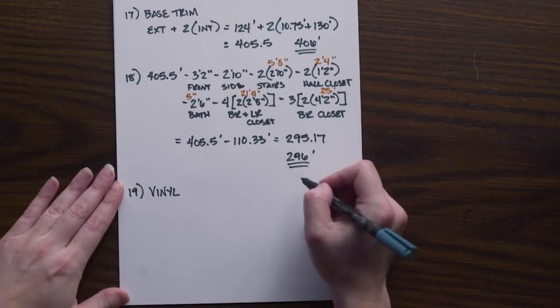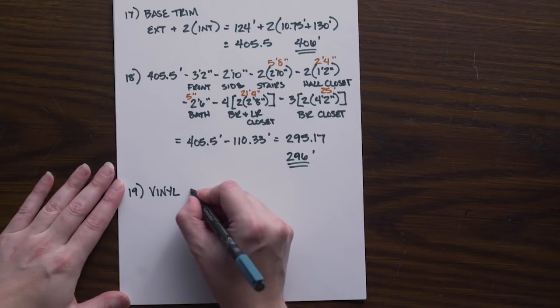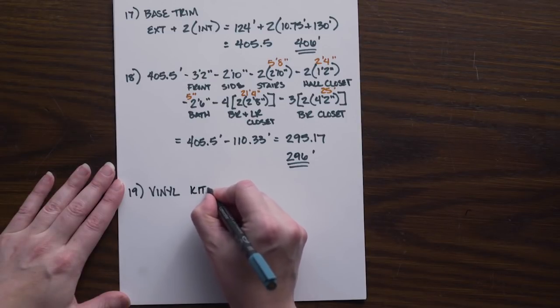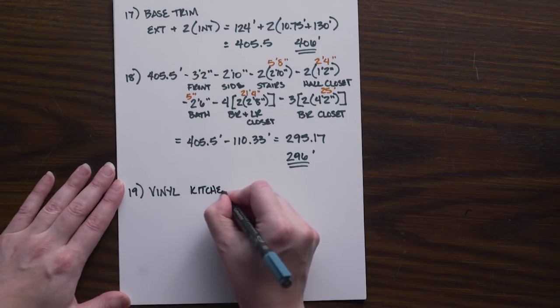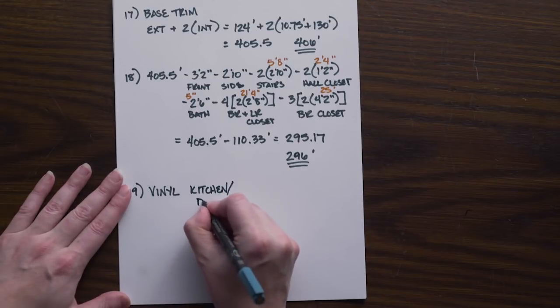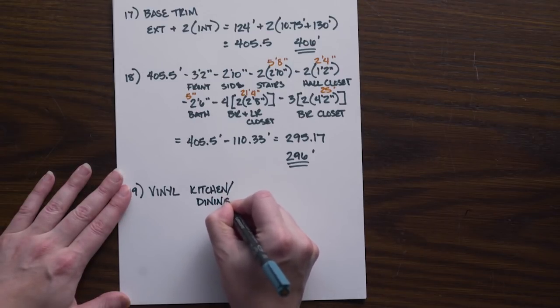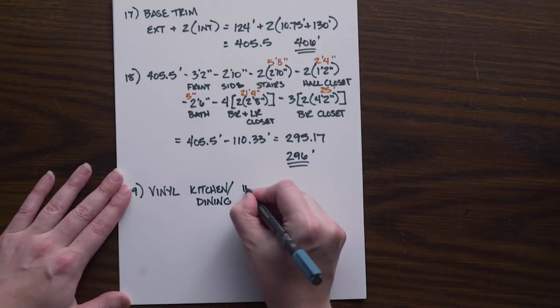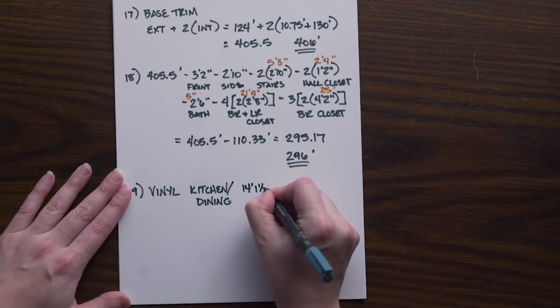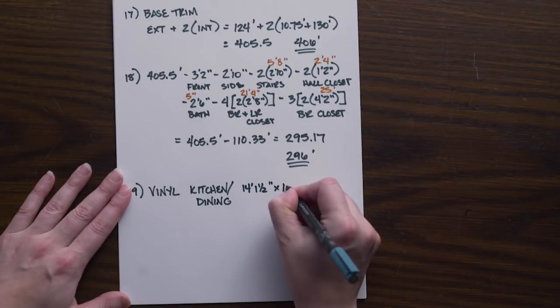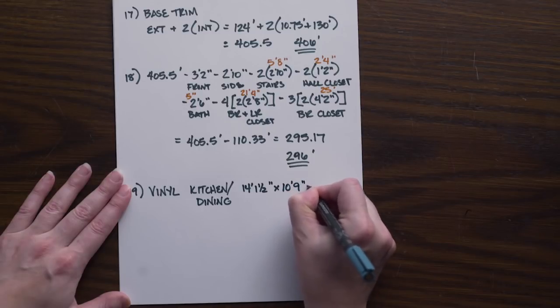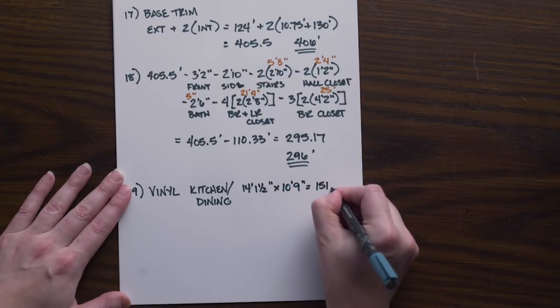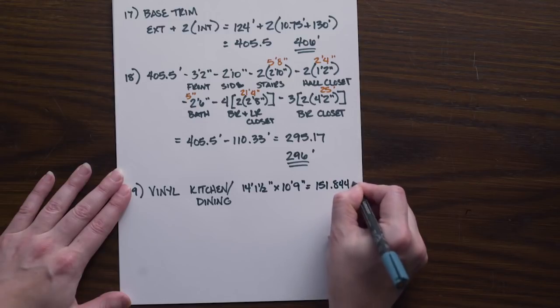So if you wanted to round your numbers, that would be acceptable. I'm just going to go ahead and list out what is there so that there is no confusion where these numbers are being pulled from. We have 14 feet, 1.5 inch by 10'9", 151.844 square feet.